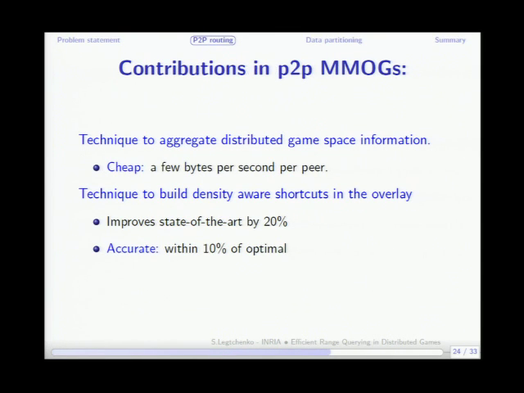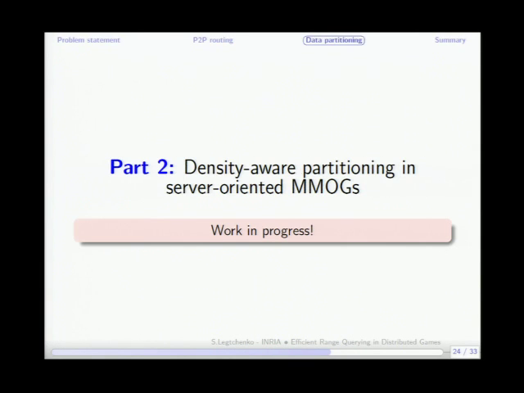So to conclude this first part, the contribution in peer-to-peer MMOGs is a completely decentralized technique to aggregate distributed game space information, which is really cheap because it costs only a few bytes per second per peer. And yet it is accurate enough because it can be used to build small world shortcuts that are density aware, which improve state of the art by 20% and are within 10% of the optimal. So this concludes the first part of the talk.